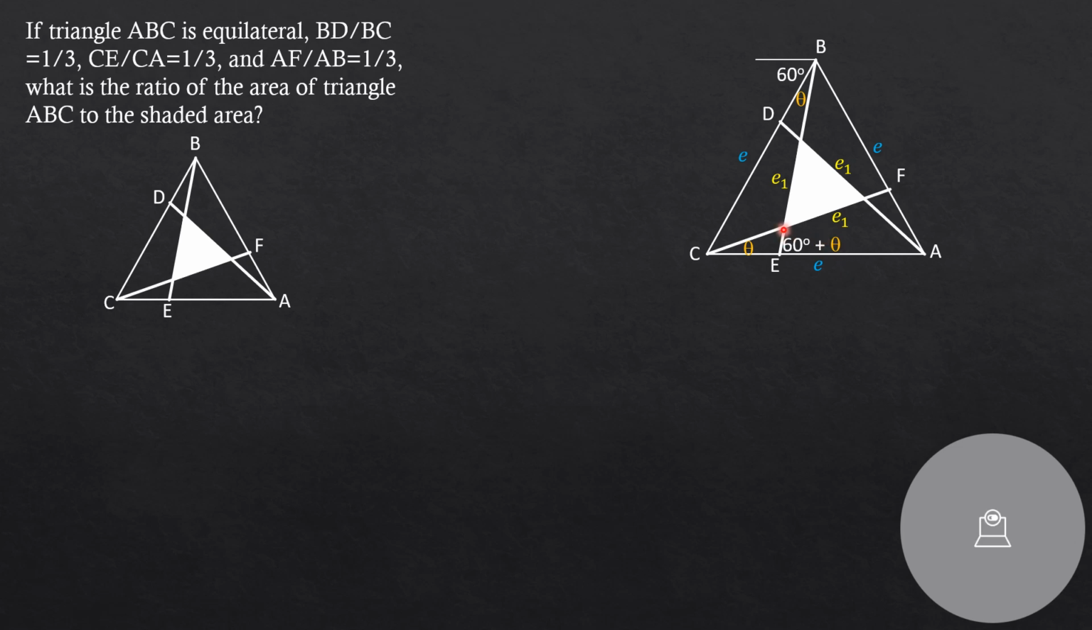If we draw a horizontal line through this intersection, the angle that this extension of this side makes with horizontal is also theta. Since the entire angle here is also 60 degrees plus theta, therefore 60 degrees plus theta minus theta is equal to 60 degrees. That's why we conclude that this shaded triangle is also an equilateral triangle. So 60 degrees, and we will call the area of the shaded part as area 1.